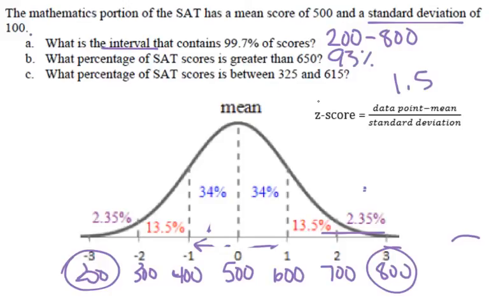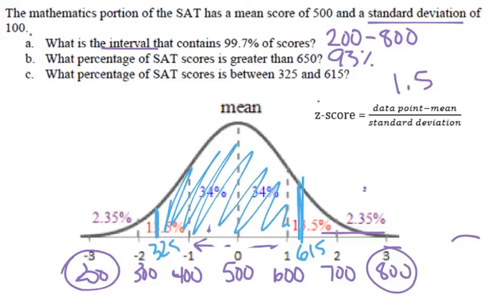So 615 is right about there, right? And then 325 is going to be about right there. So we want to know the area in between here, which means we basically find this percent, then we're going to subtract that percent from the whole, from this percent, and that's going to give us our answer. So once again, we set it up with the z-score idea.